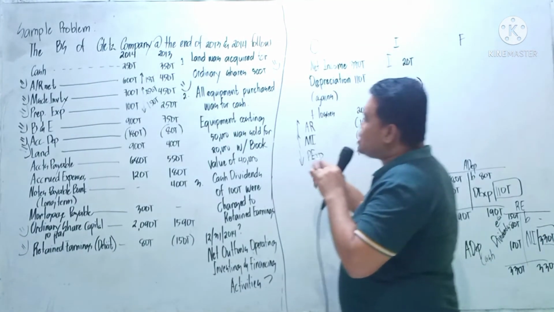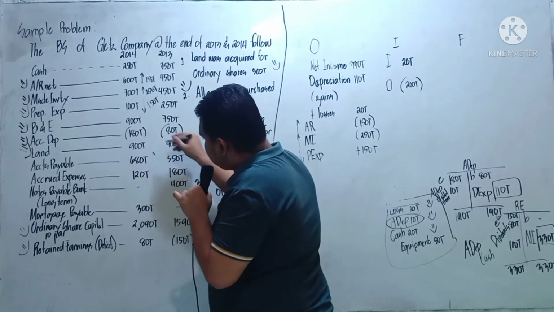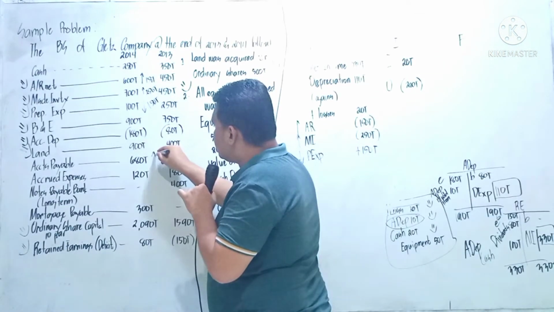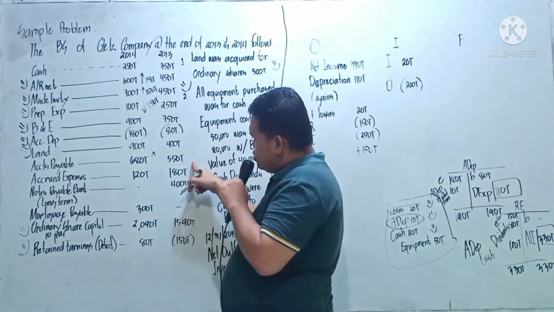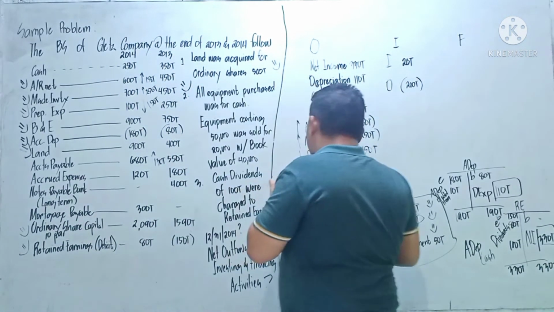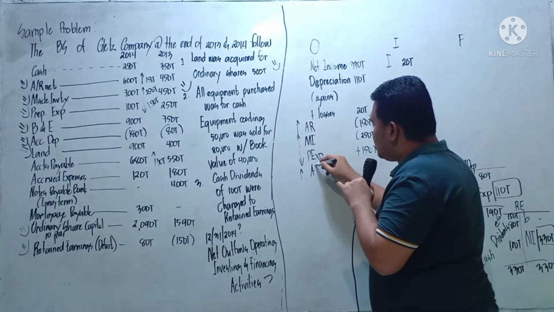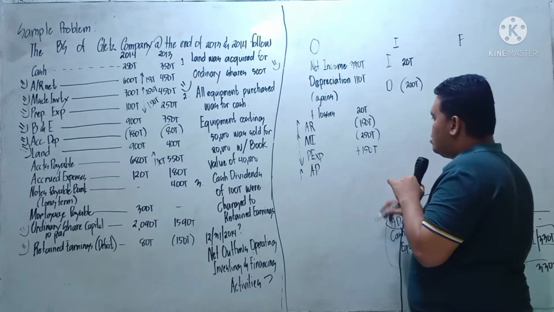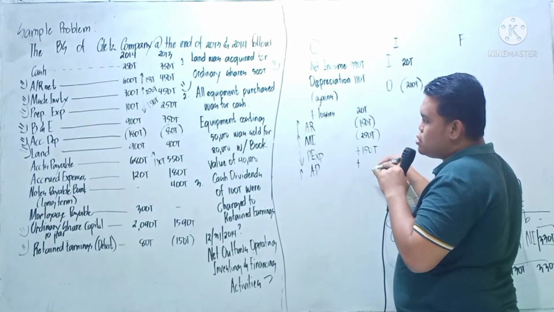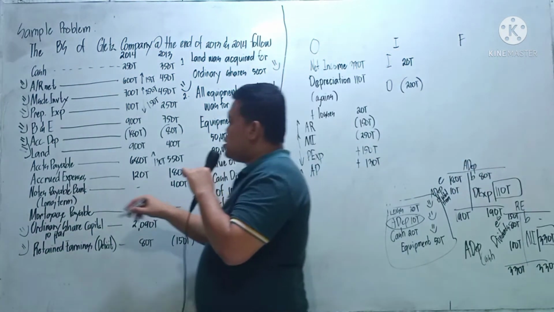So, was it an increase or a decrease? An increase. How much is the increase? 130. So, increases in accounts payable, since it's a liability, should be added. How much? 130. So, okay, this one is done too.